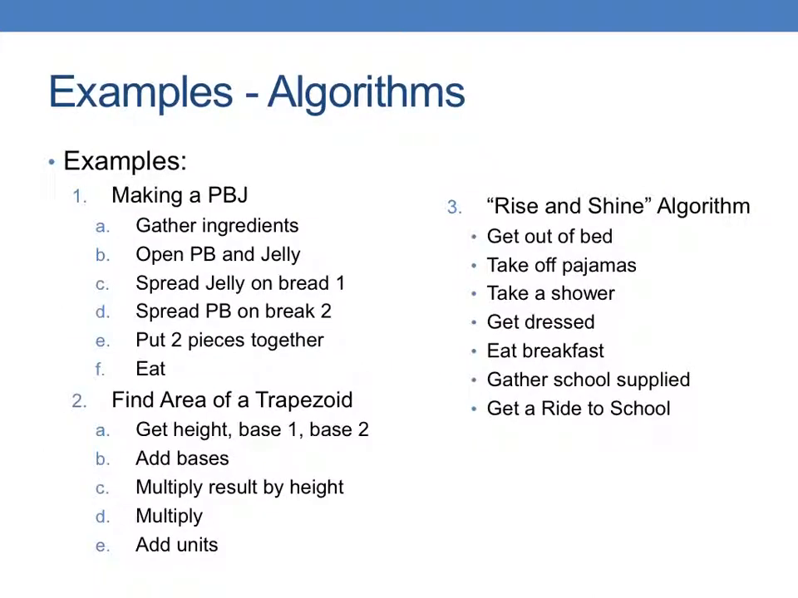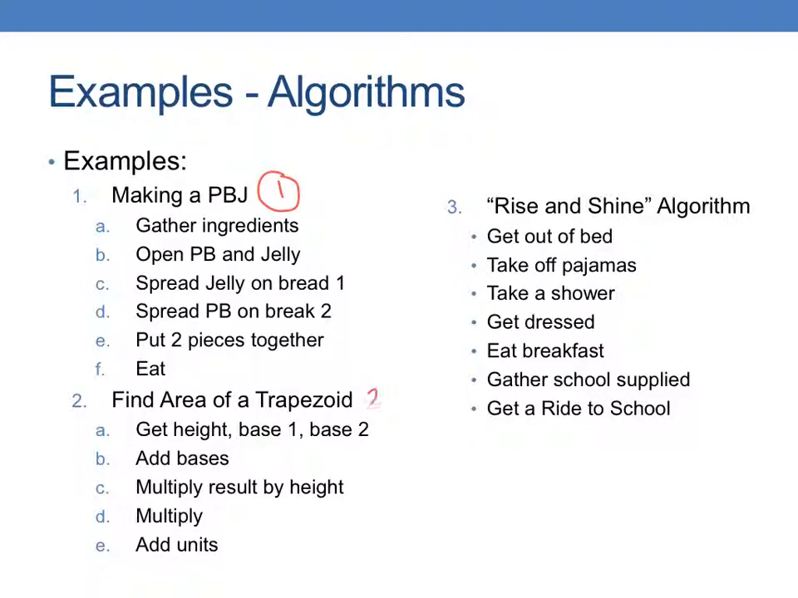So algorithms can really be found in our everyday life. Here are just 3 examples of where you might see them. The most common one, kind of talked about in computer science, is making a peanut butter and jelly sandwich, and the steps that you take to make it, you have to do it in a specific order, and you have to follow very, very key steps.